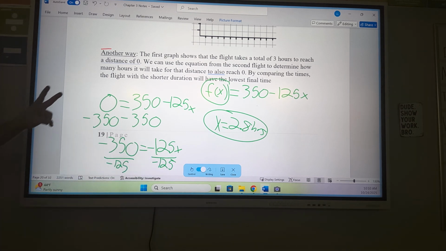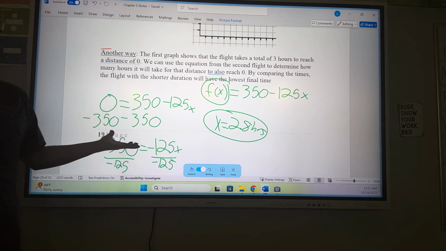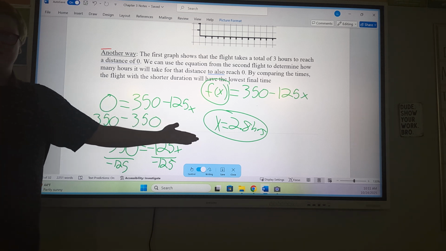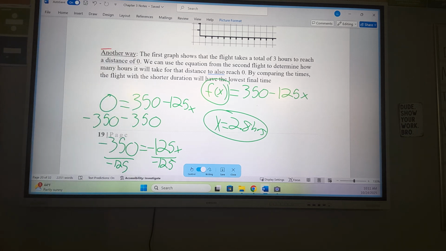So again, you have two options here. You can either graph and compare your two graphs, or you can put 0 in for the thing that you're trying to find, and you can find how long it took. And we know that 2.8 hours is less than 3 hours, so we know flight 2 is faster.